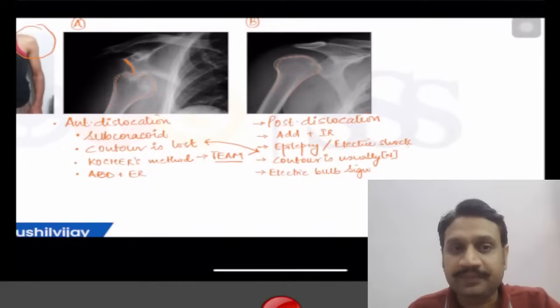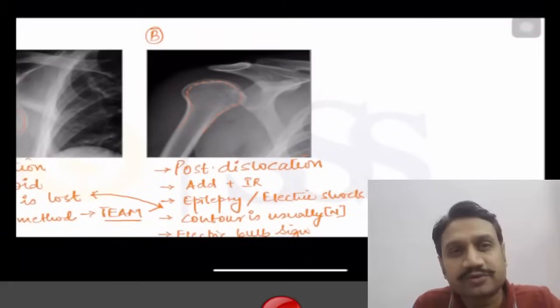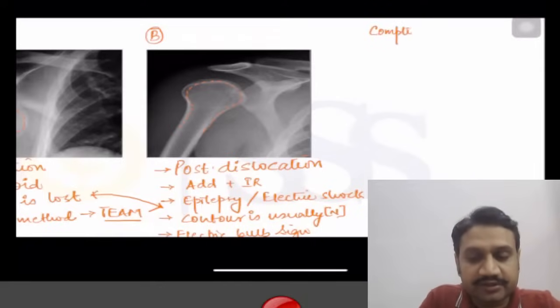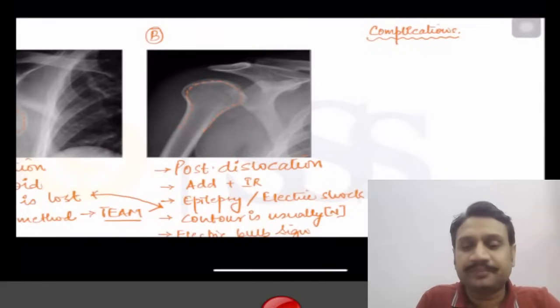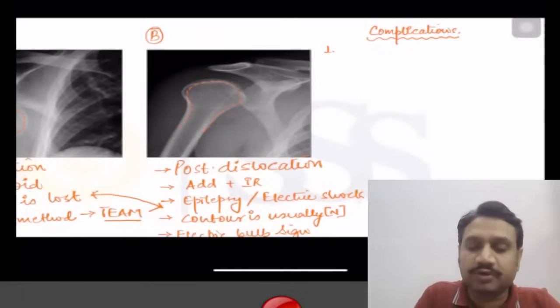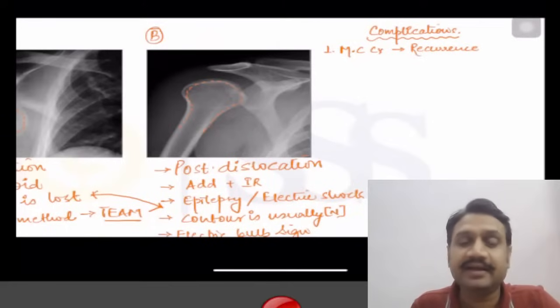All right. So this definitely, and one very important thing, please do remember, whenever there is a question on dislocation of the shoulder, whether it is an anterior dislocation, a posterior dislocation, or the third one, inferior dislocation, the complications of the shoulder dislocation for all the three have to be common, right? There are two important things. One, when they ask you what is the most commonest complication, please do remember it has to be recurrence. Once the shoulder dislocates, it will dislocate again and again and again.